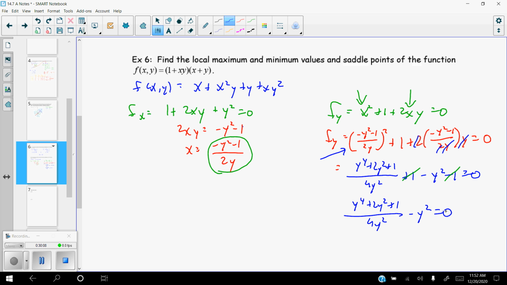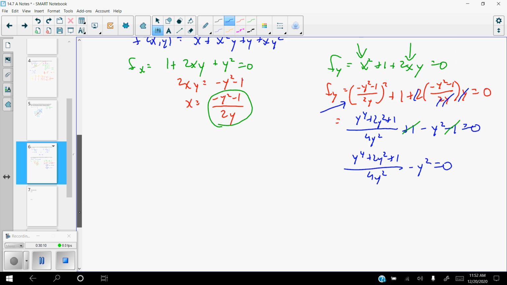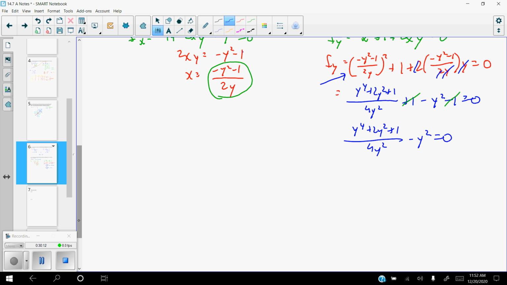This is just not pretty. Got to combine these fractions. So let's see. You know what? Instead of that, I think I found maybe a slightly easier way. Let's go ahead and add the y squared over, and then I'm going to multiply both sides by 4y squared. So that'll give me y to the fourth plus 2y squared plus 1 equals 4y to the fourth.